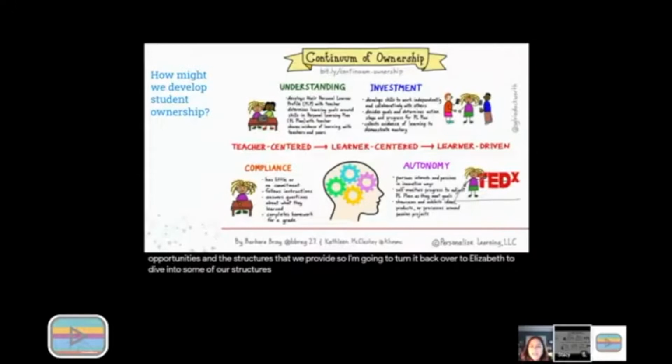If we look at this continuum, we know that just watching someone else do the math, they might develop some understanding and show some compliance, but we want to move kids from that teacher-centered into the learner-driven culture of our classrooms, where kids are really invested in their learning.